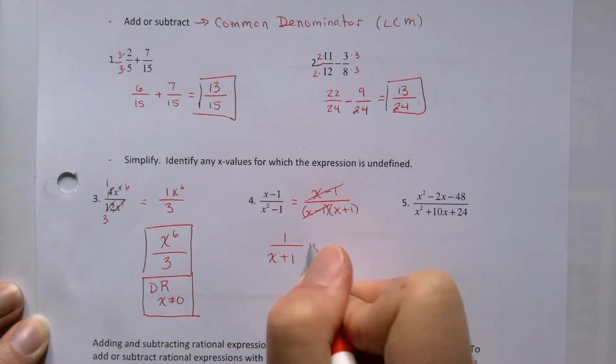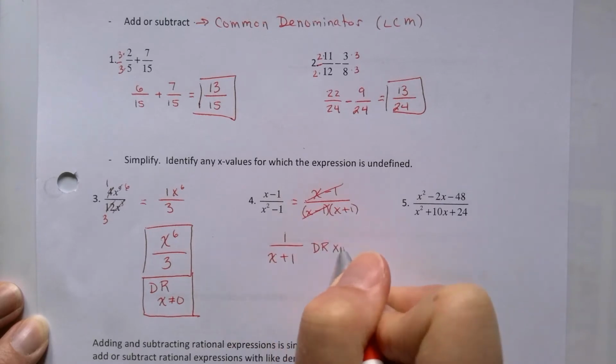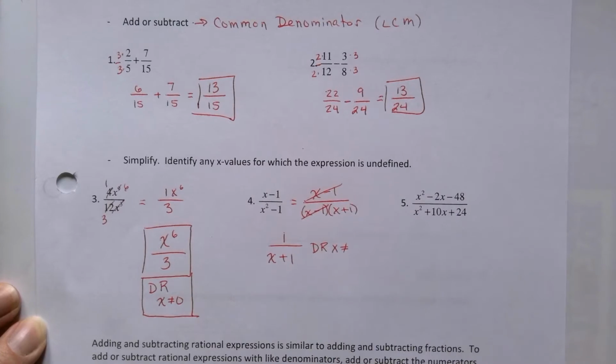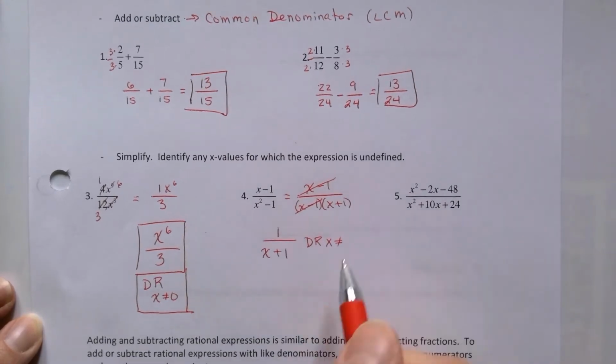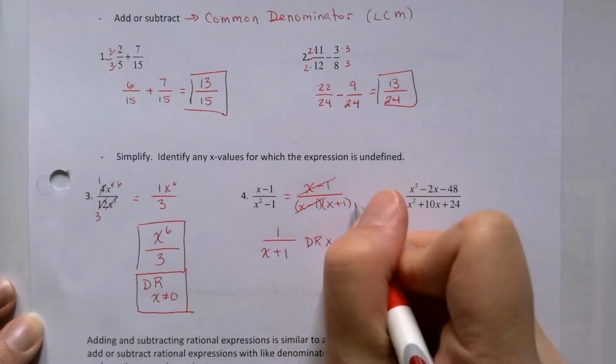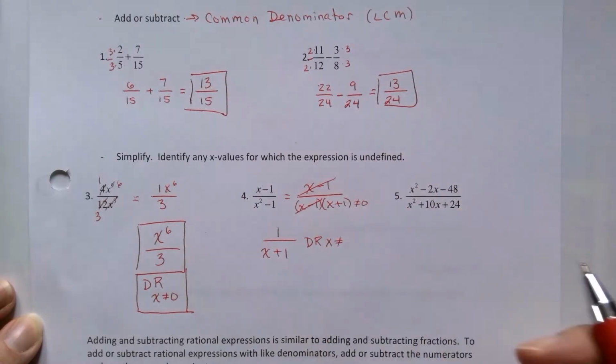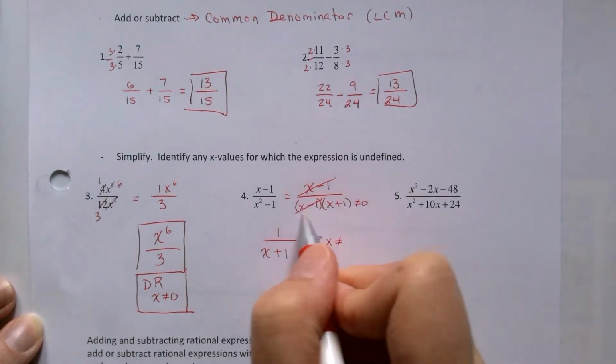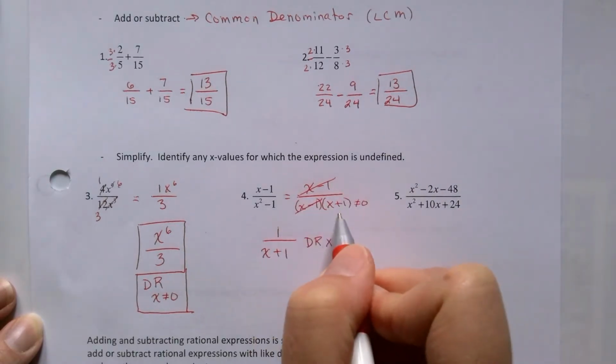And we want to talk about a domain restriction. What can't x equal? All right, well, looking at this, go back to your original denominator. Your original denominator can't equal 0. So x cannot be 1 or negative 1.